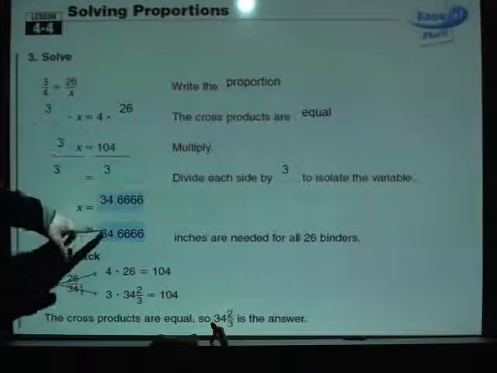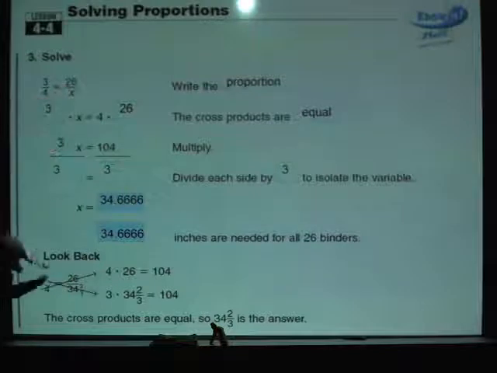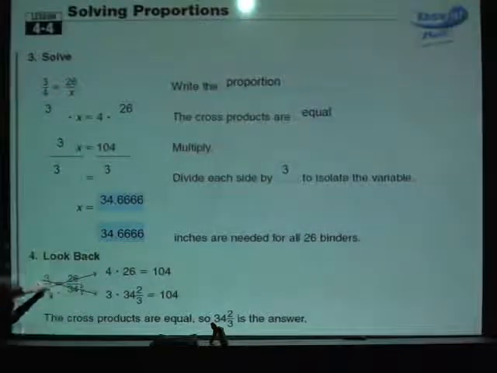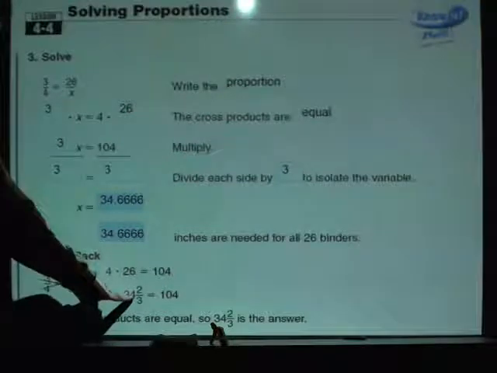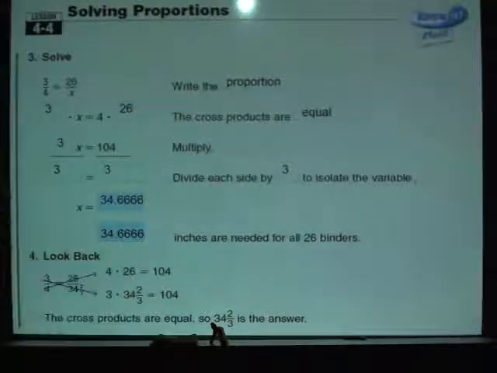Now that we've figured out that it's 34 2/3, they're showing you that when I check by multiplying both diagonals, 4 times 26 and 3 times 34 2/3, the result on both ends up being 104. And since it is 104 on both, we're sure that that's the answer. So the cross products being equal, 34 2/3 fills in our spot. 26 binders takes up 34 2/3 inches.